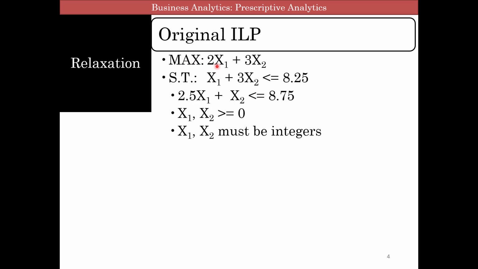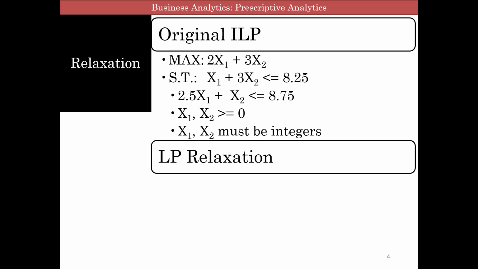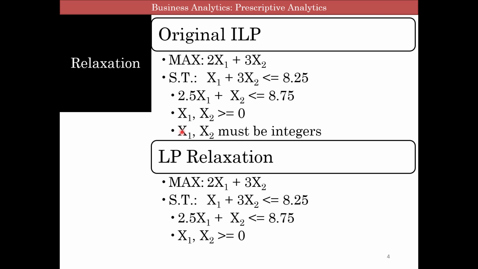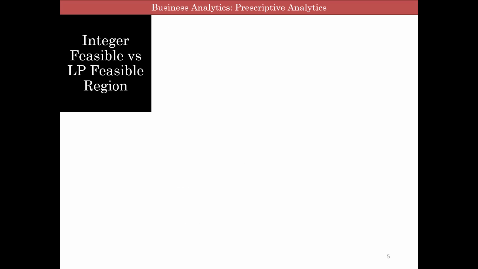Here's the one where we are looking at 2x1 plus 3x2 maximization. Here are the constraints, and x1 and x2 must be integers. The LP relaxation is when we remove these integer constraints. Solving using LP is much easier. All the solvers can solve LP problems pretty quickly. But when it comes to integer linear programming, sometimes it can run forever. And therefore, a lot of times people say, well, why don't we just round them up? And we'll talk about it.